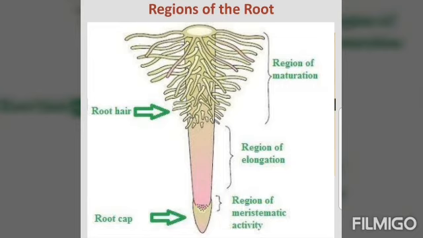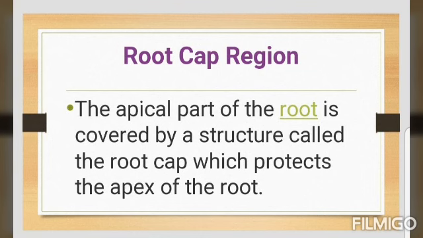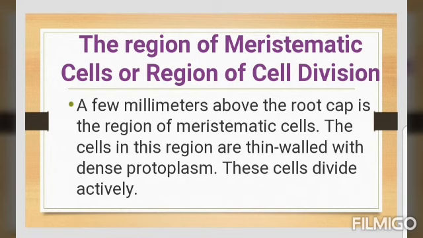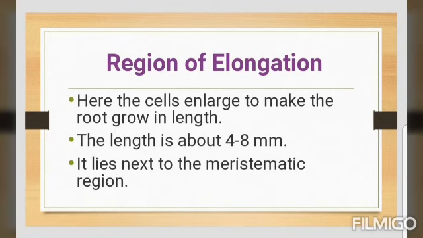Here comes the next topic, regions of the root. The root is covered at the apex by a thimble-like structure called the root cap. It protects the tender apex of the root as it makes its way through the soil. A few millimeters above the root cap is the region of meristematic activity. The cells of this region are very small, thin-walled and with dense protoplasm. They divide rapidly. The cells proximal to this region undergo rapid elongation and enlargement and are responsible for the growth of the root in length.